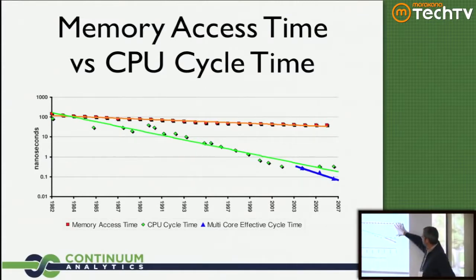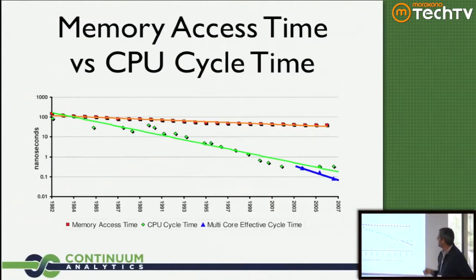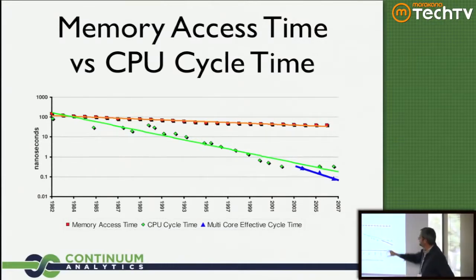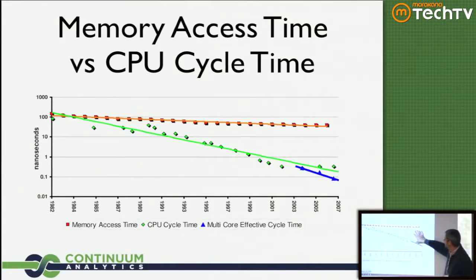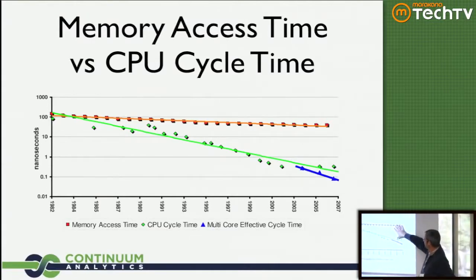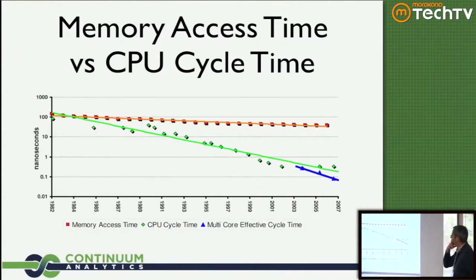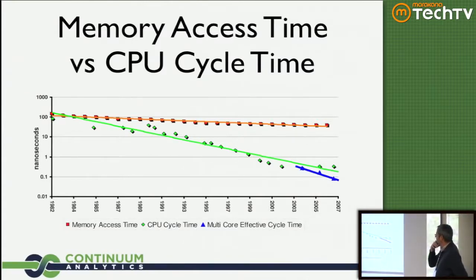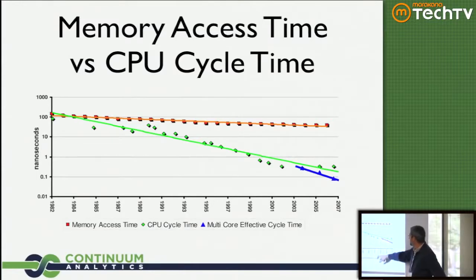So it is evident that the two speeds are diverging a lot through time. Okay. And with the age of multicore, in blue, this difference is still growing more.